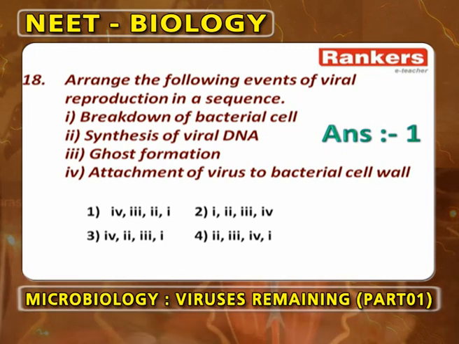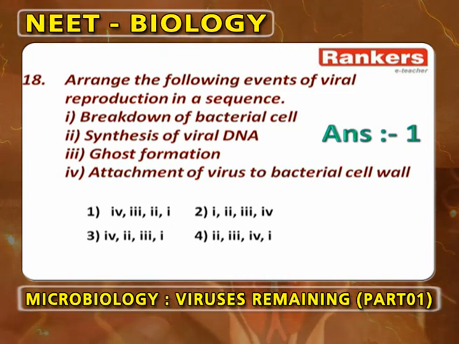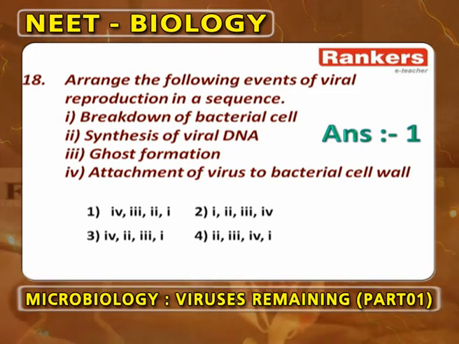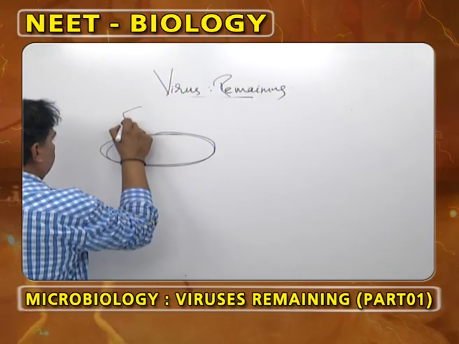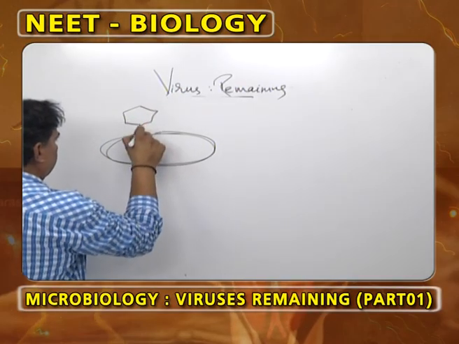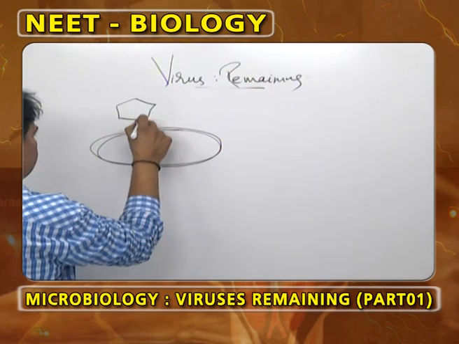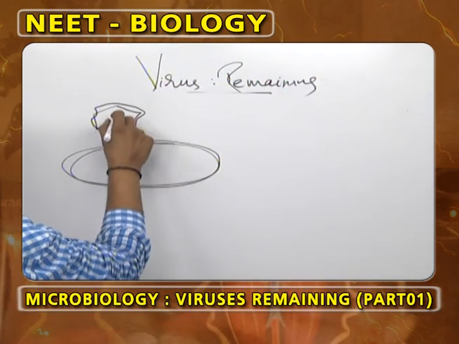Arrange the following events in viral reproduction in a correct sequence: breakdown of bacterial cell, synthesis of viral DNA, ghost formation, attachment of virus to bacterial cell. The first step is, this is the bacterial cell, a virus comes and attaches to the bacterial cell with the help of its tail fibers.